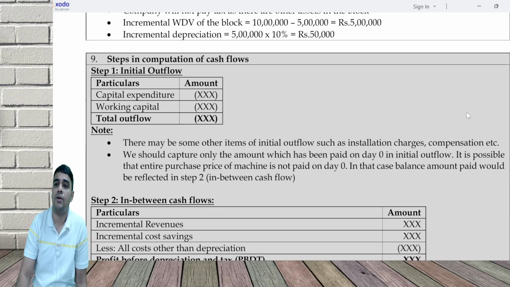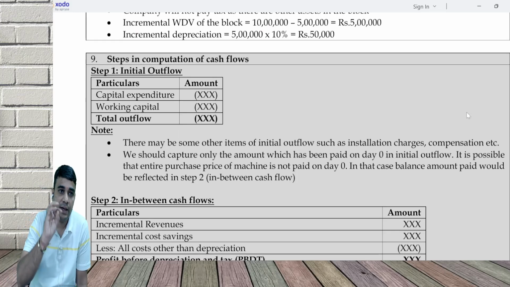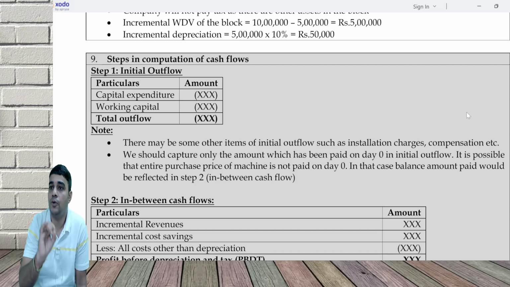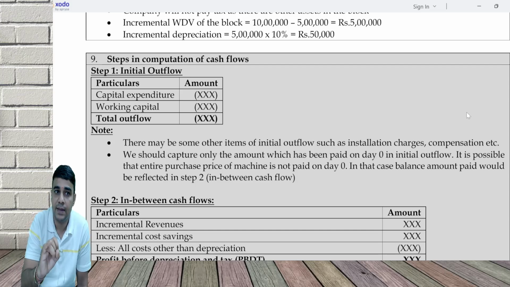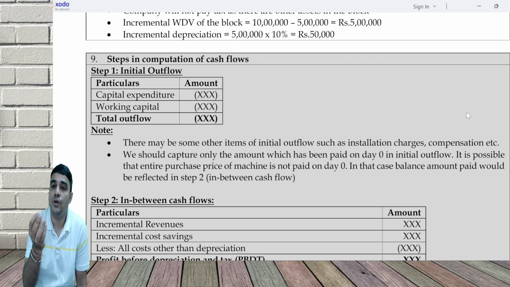Next, steps in computation of cash flow. When you calculate your cash flow, we normally follow 3 steps: initial outflow, in between cash flow, and terminal flow. Initial outflow is capital expenditure and working capital. Some money is stuck in capital expenditure, some money is stuck in working capital. Apart from this, a question can say you got some subsidy income, some government grant, or you paid some compensation. All this can happen on day zero.